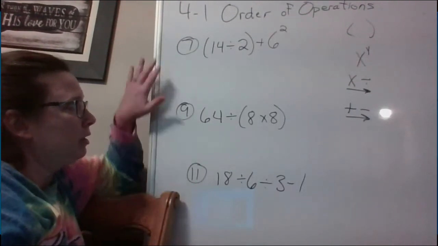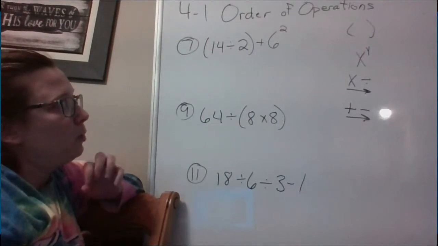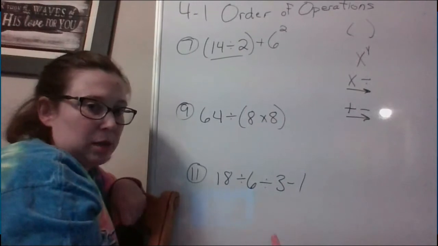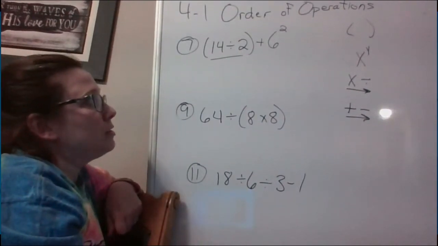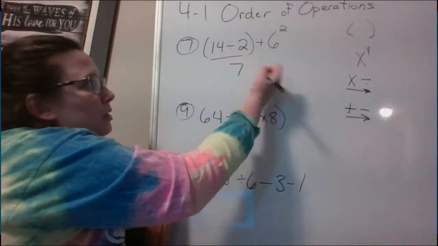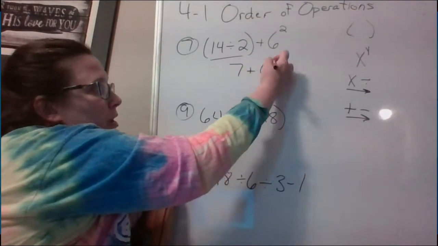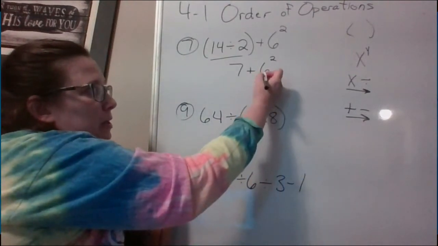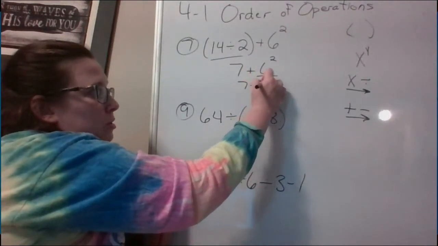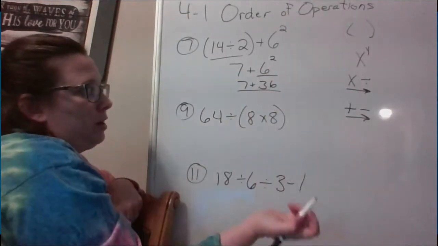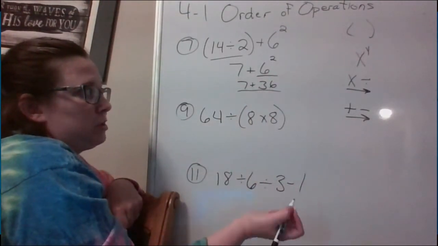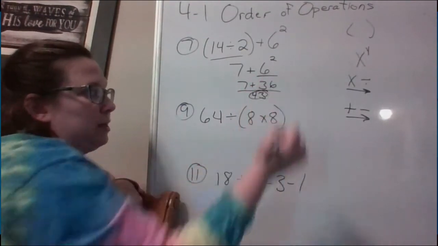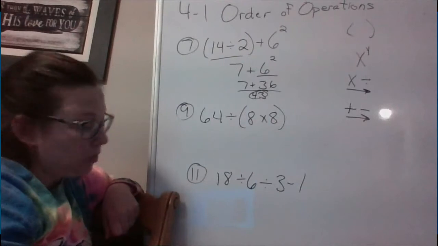7 through 11 here. Number 7, we need to complete the part in the parentheses first. So this time we do have parentheses as our grouping symbols. We're going to divide, copy everything down. Next, we have an exponent. So we'd have 6 times 6, which is 36. Finally, we're going to add 7 plus 36, which would be 43. And that is our answer for number 7.